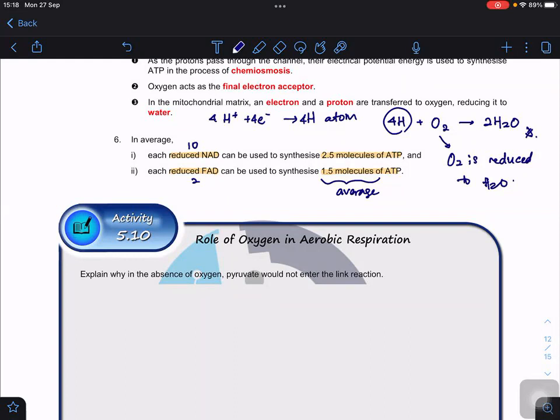What is the role of oxygen? Why without oxygen can pyruvate not enter into the mitochondrial matrix? Why will the Krebs cycle and link reaction stop? This is a big question mark, how oxygen actually causes this to happen. So let me explain now.